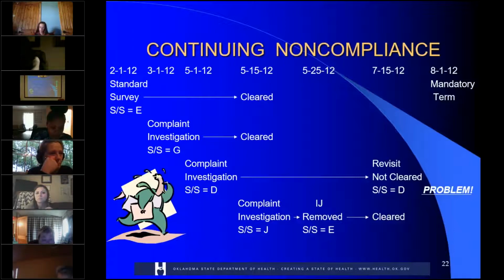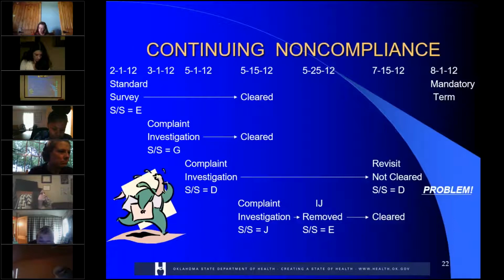And they work in complaint investigation IJ. So therefore, you have 2 right there that are now out of compliance, the May 1st and the May 15th IJ. On the 25th, the IJ is removed and it's at an E. On July 15th, they come back to do the revisit. And it's cited at a D. It is not cleared for that May 1st survey, but the IJ is cleared.